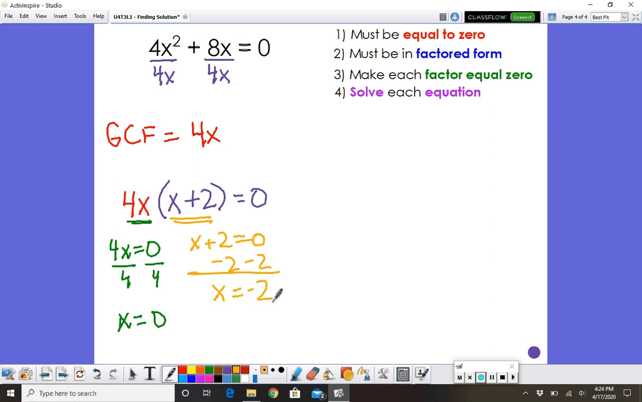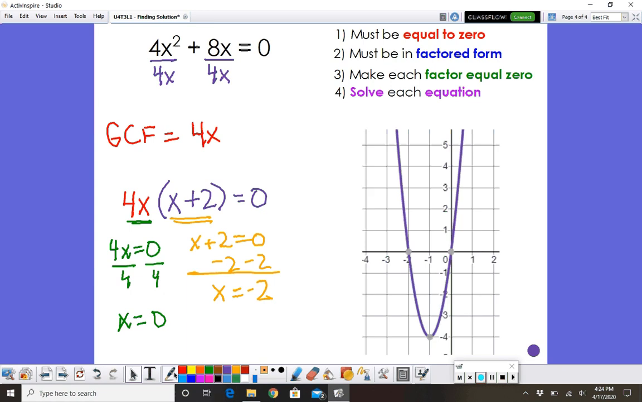And a lot of times kids will think they made a mistake. They don't realize that they could get a value of 0 for this. But if you look at your graph, you can see that value of 0 just means your parabola is going to go through at 0. Okay? So this is how we find our solutions using factored form.